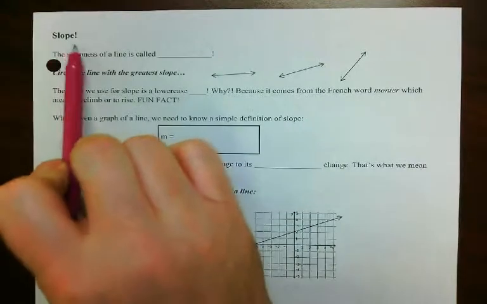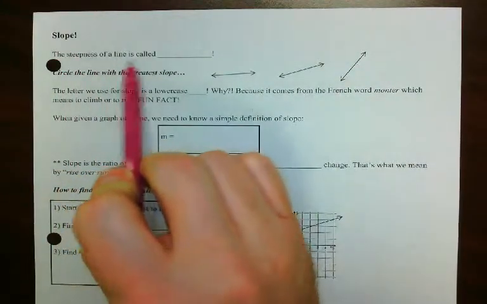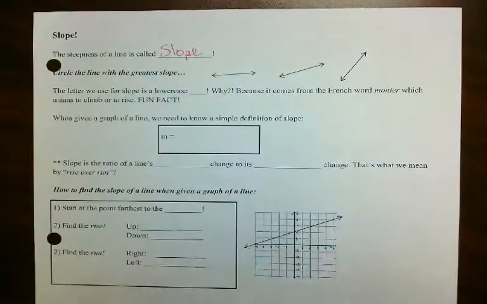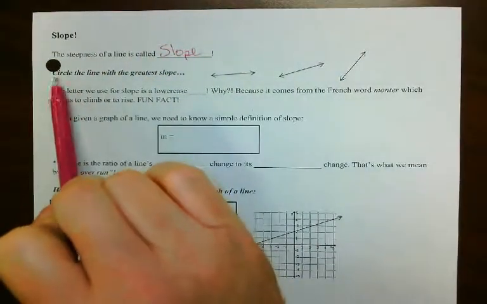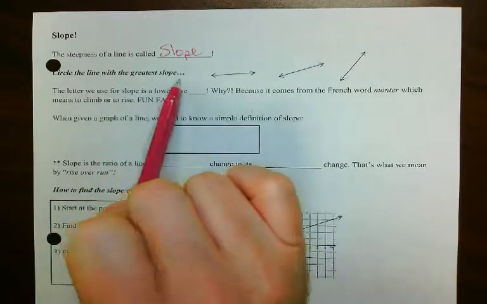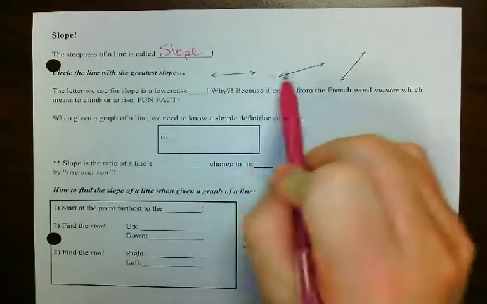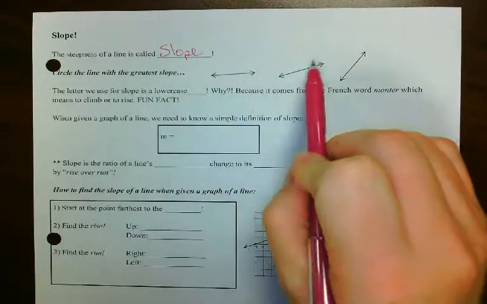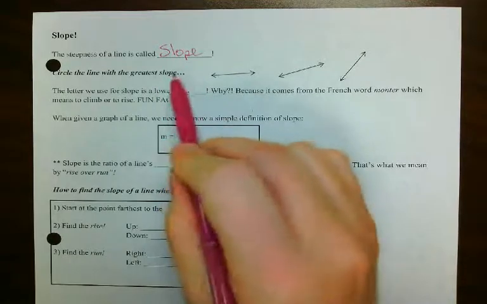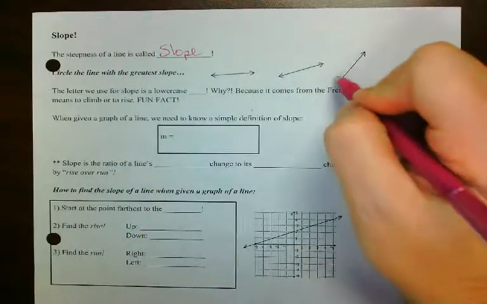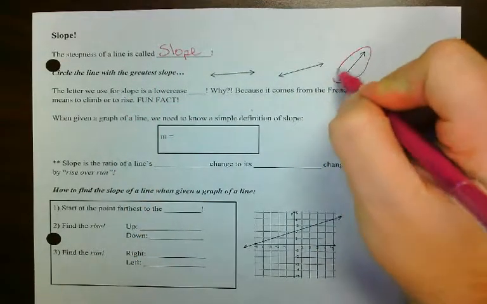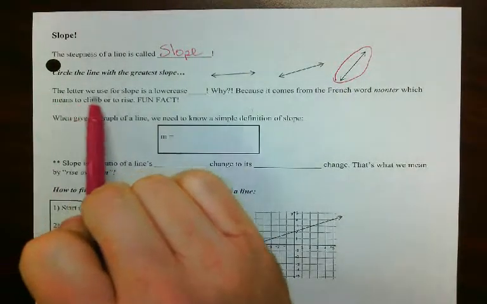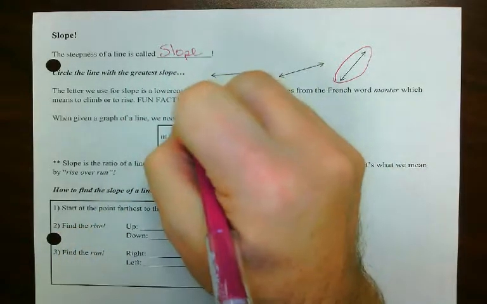So, slope, exclamation right there. It says the steepness of a line is called, hey, guess what? It's called slope. Okay? Now, it says here to circle the line with the greatest slope. The way you want to figure that out is when you look at these lines, if we think about putting a marble on them, which one would make the marble roll off faster? So you're looking for the one with the greatest slope, or which one is most steep. Okay, so this one is the steepest.